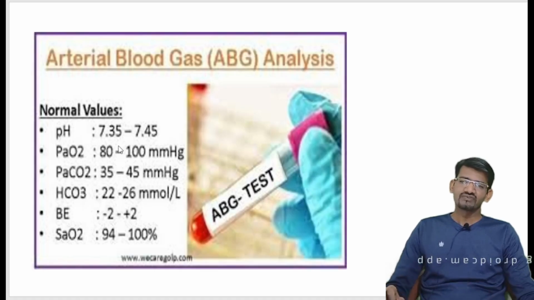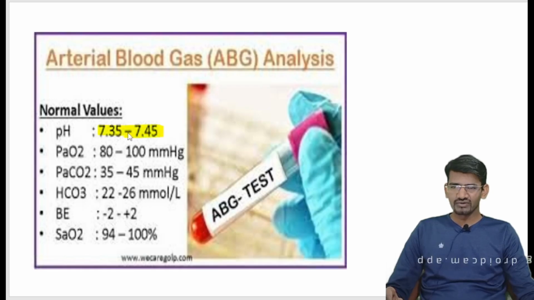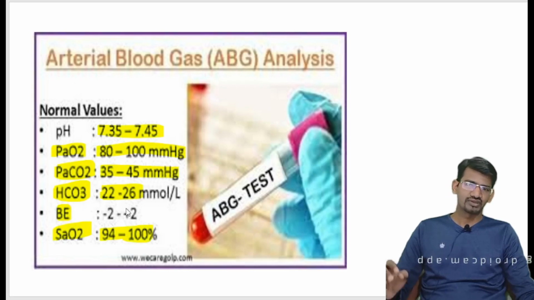So in the ABG, what values will we see? That is pH, where the normal value is 7.35 to 7.45, and we will check the partial pressure of oxygen. It varies between 80 to 100, and normal PaCO2, that is partial pressure of carbon dioxide, 35 to 45, and bicarbonate, that is 22 to 26 millimoles per liter. Then base excess, that is -2 to +2. Then oxygen saturation, that is more than 95 percent.